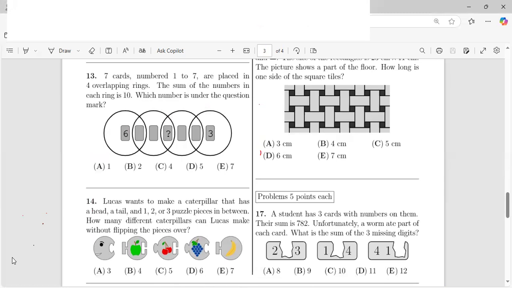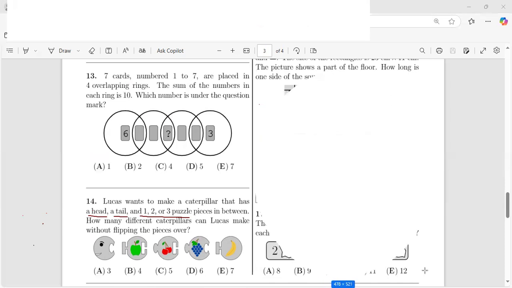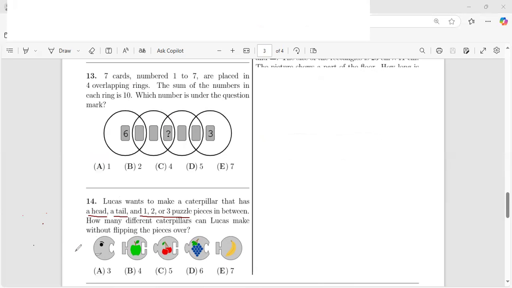Question 14. Lucas wants to make a caterpillar that has a head, a tail, and 1, 2, or 3 puzzle pieces in between. How many different caterpillars can Lucas make without flipping the pieces over? So let's say this is the head, this is middle 1, middle 2, middle 3, and the tail. So what are the different combinations that he can make?